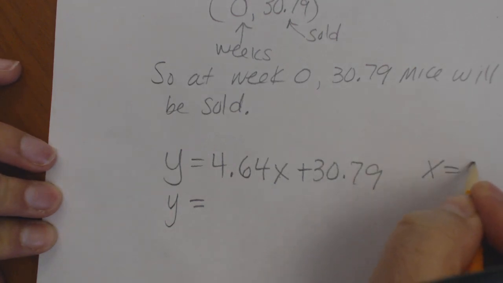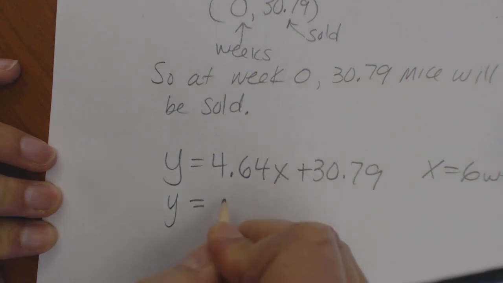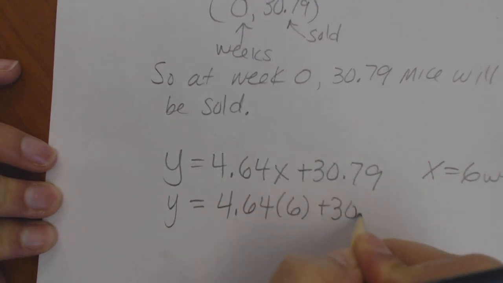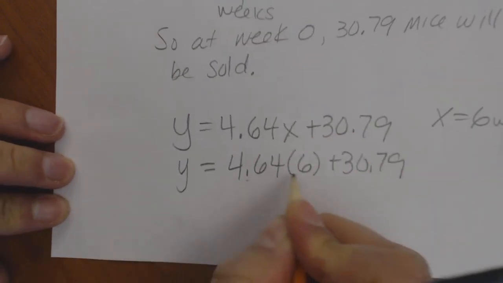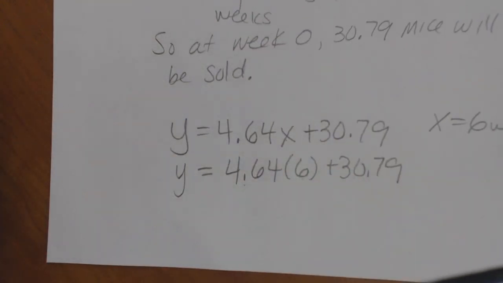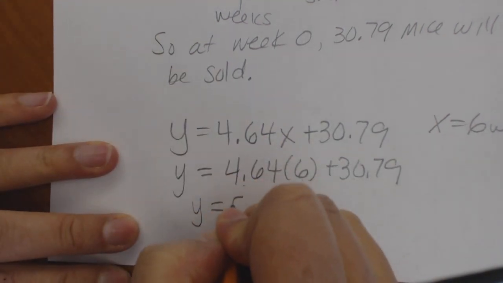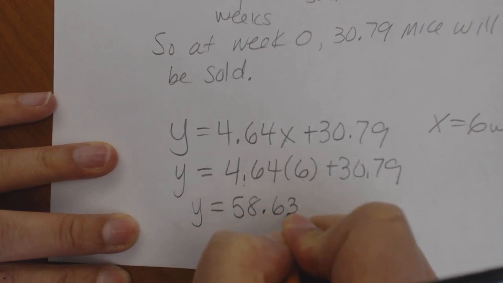So in order to make a prediction, I want to put in a week. So let's try x equals 6 because that is in our data, so this is 6 weeks. So 4.64 times 6, you just insert it for x. And then this is multiplication, then addition. So let's see what we get. 4.64 times 6 plus 30.79. So our number of mice is 58.63.